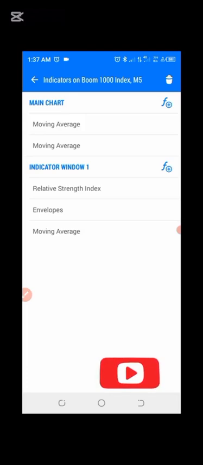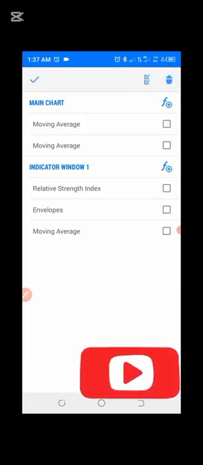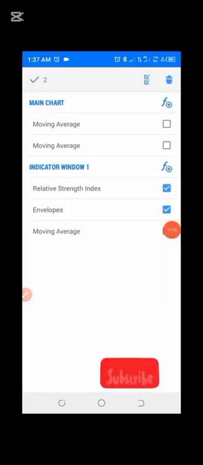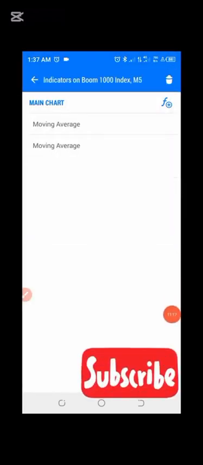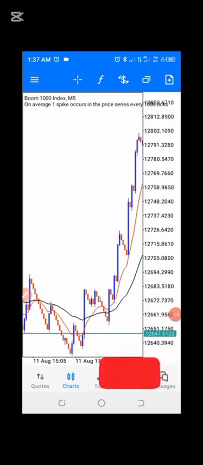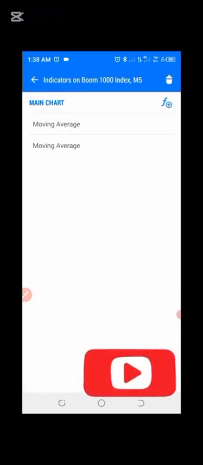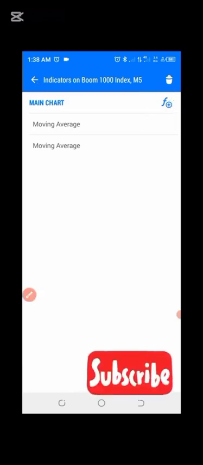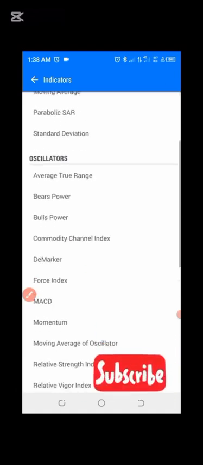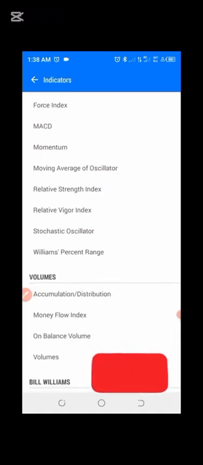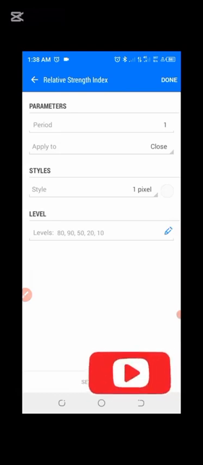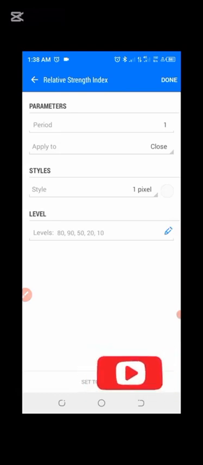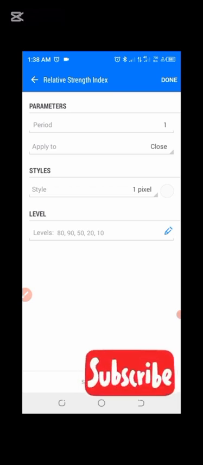Let me delete this because this is the major thing here. So once you click on this F plus here, you look for your relative strength index. Now the period is 1, applied to close, and the style is 1 pixel.